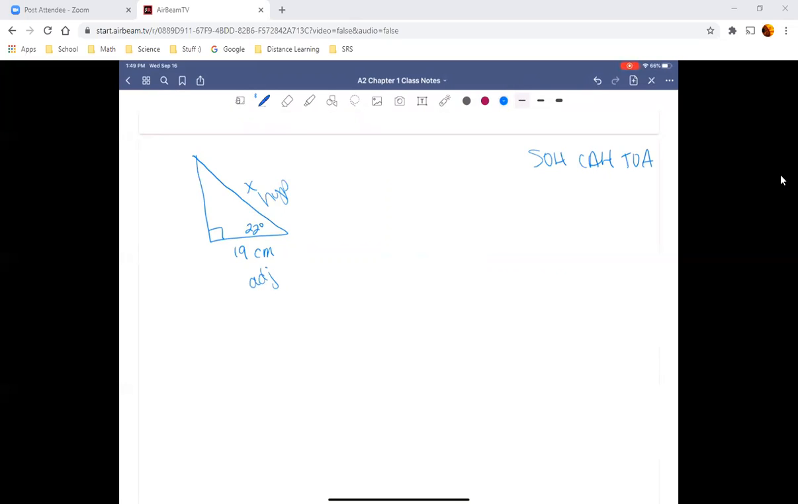All right. So we have adjacent and hypotenuse. So if we look at Sohcahtoa, which one has to do with adjacent and hypotenuse? Cosine. So we know we got to use the cosine ratio, right? So we have the cosine from which angle?